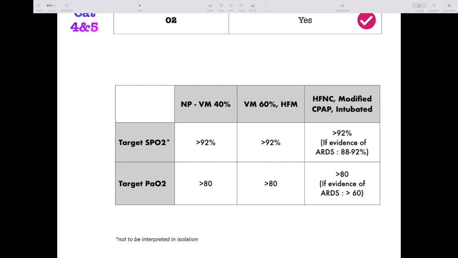So in terms of the target arterial oxygen in our ABG, we must maintain the PaO2 from 80 to 100 mmHg. If there's only evidence of ARDS, we must maintain the PaO2 of more than 60 mmHg.